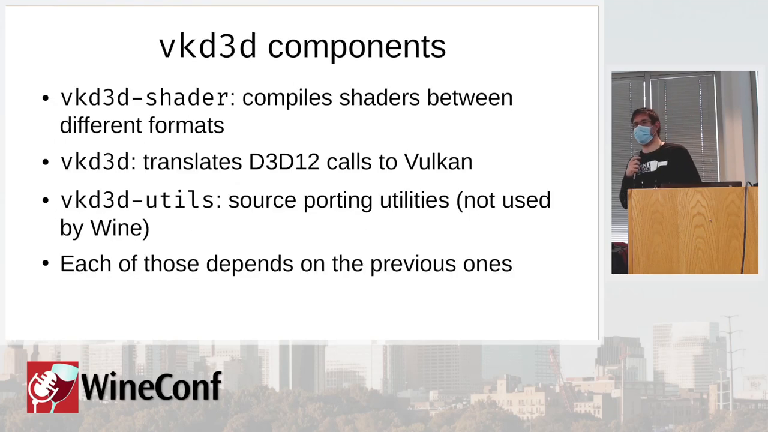So inside VKD3D, there are a few different components. The first one is the one I'll be concentrating on in the rest of my talk. But just to give a little bit of context, we have three main components. VKD3D shader does the operation of shader compilation between different formats. We'll see something more later. VKD3D translates Direct3D 12 calls to Vulkan and uses VKD3D shader when it is required to process a shader.